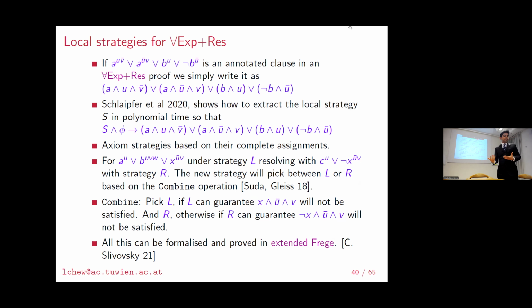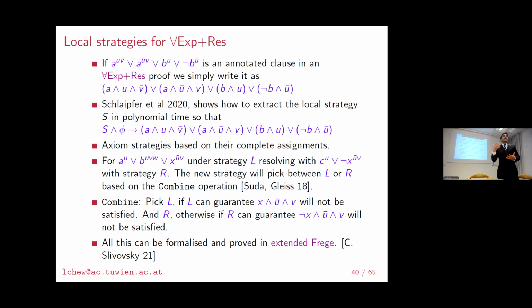For the resolution step, it turned out that Suter and Glaise had already investigated this when they were trying to interpret what a full expansion plus resolution proof was doing. And that is by this combine operation. So you have two clauses which you resolve over some pivot x u bar v. On this clause, you have a left strategy, and on the other clause, you have a right strategy. So those are the local strategies.